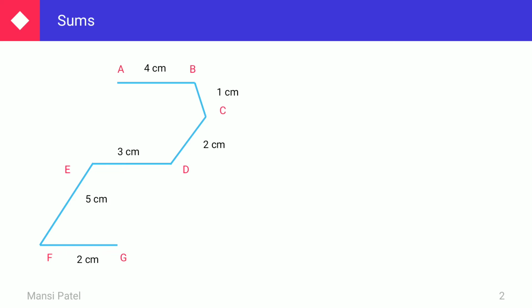You can see in this image that the points of this figure are A, B, C, D, E, F and G. The distance between A to B is 4 cm, B to C is 1 cm, C to D is 2 cm, D to E is 3 cm, E to F is 5 cm and F to G is 2 cm. Now I am giving some questions regarding this figure.